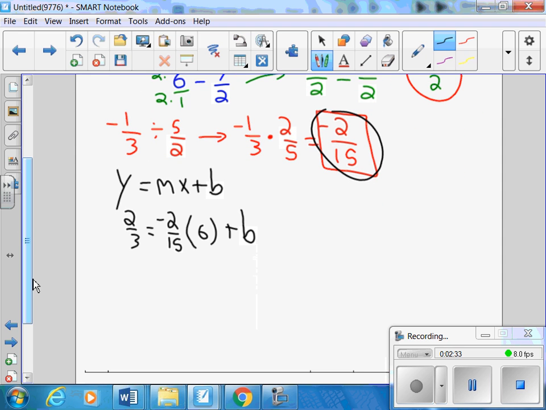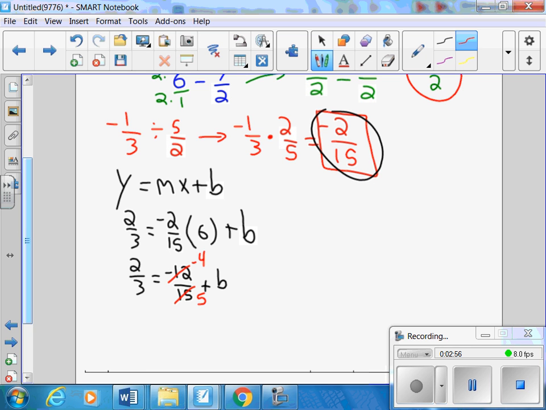It will be 2/3 equals 6 times negative 2 is negative 12. That's negative 12 over 15, and then plus b. Now I'm going to reduce the fraction, negative 12 over 15. That can be reduced down. If you divide by 3, you get negative 4. Divide by 3, you get 5.